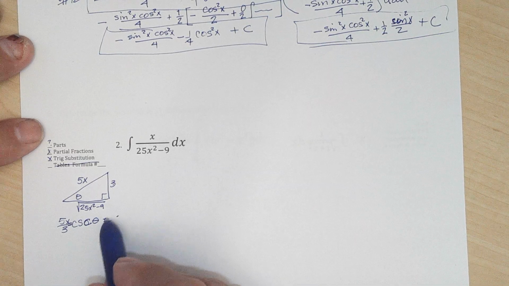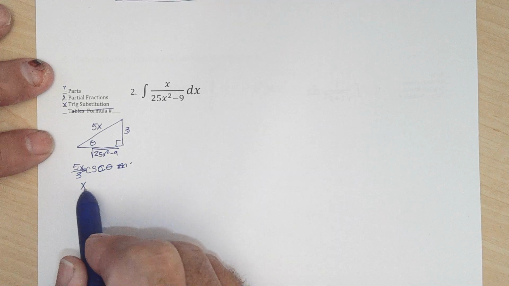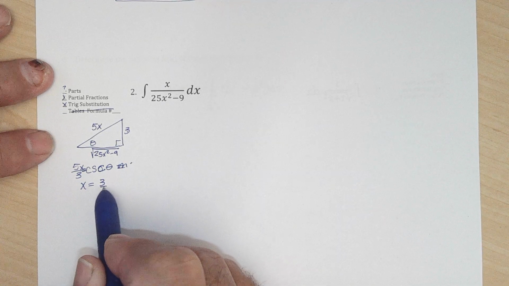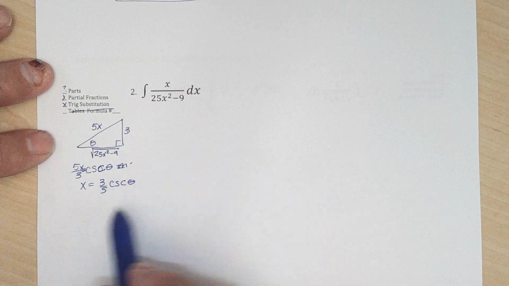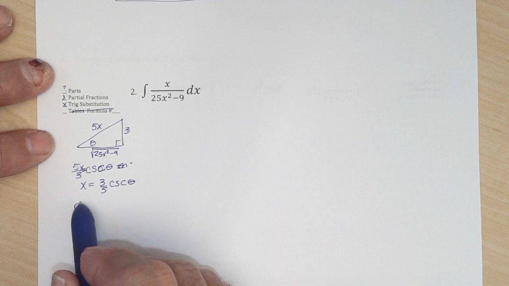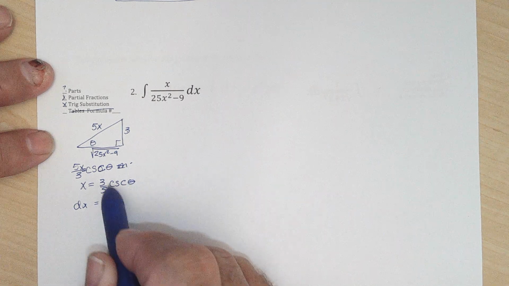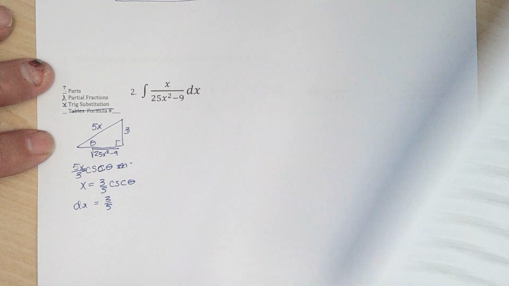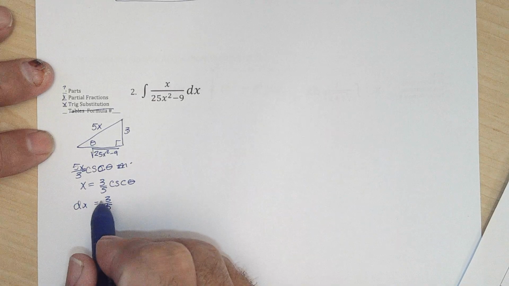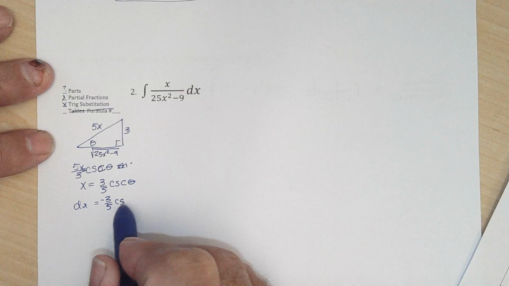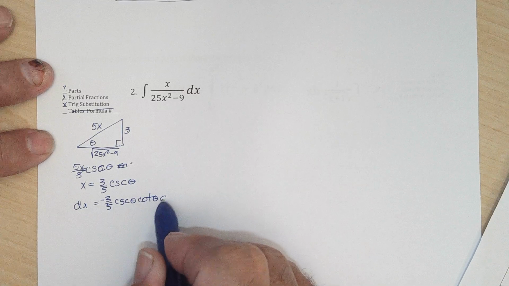Boy, I'm messing that up. And so I'll multiply both sides by 3/5, and so I get x equals 3/5 cosecant theta. Take the derivative, dx equals 3/5 derivative of cosecant, according to the table, is negative cosecant cotangent, negative cosecant theta cotangent theta d theta.